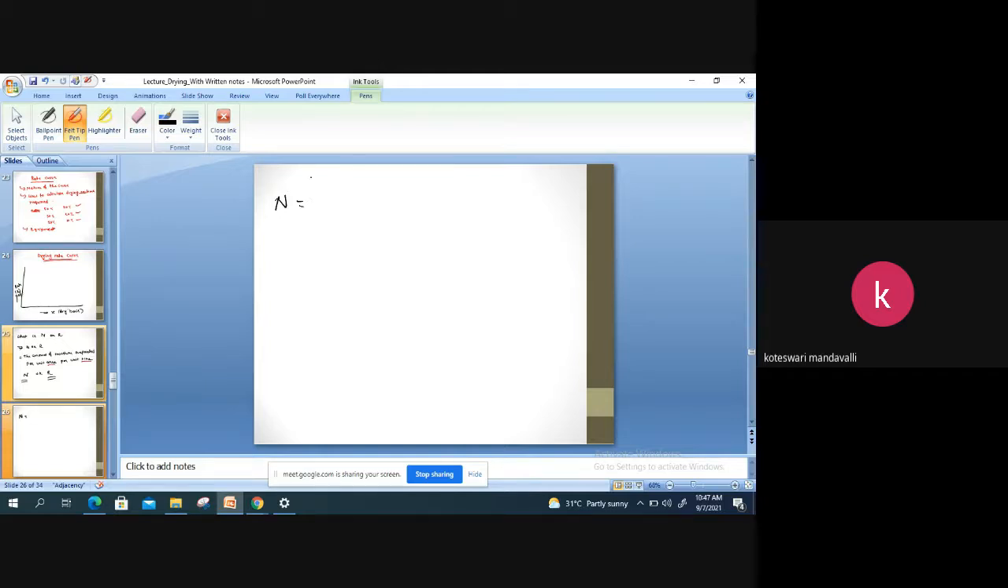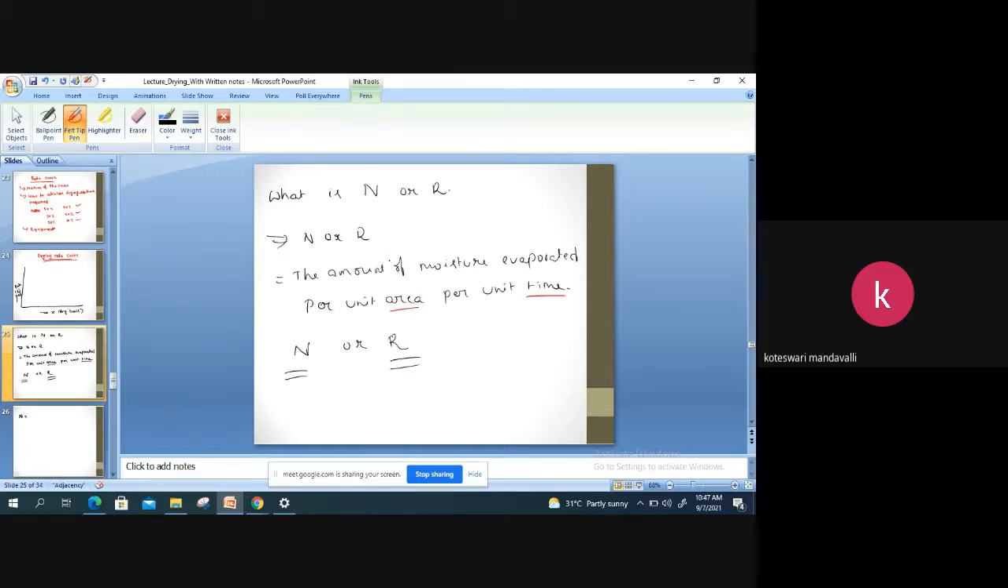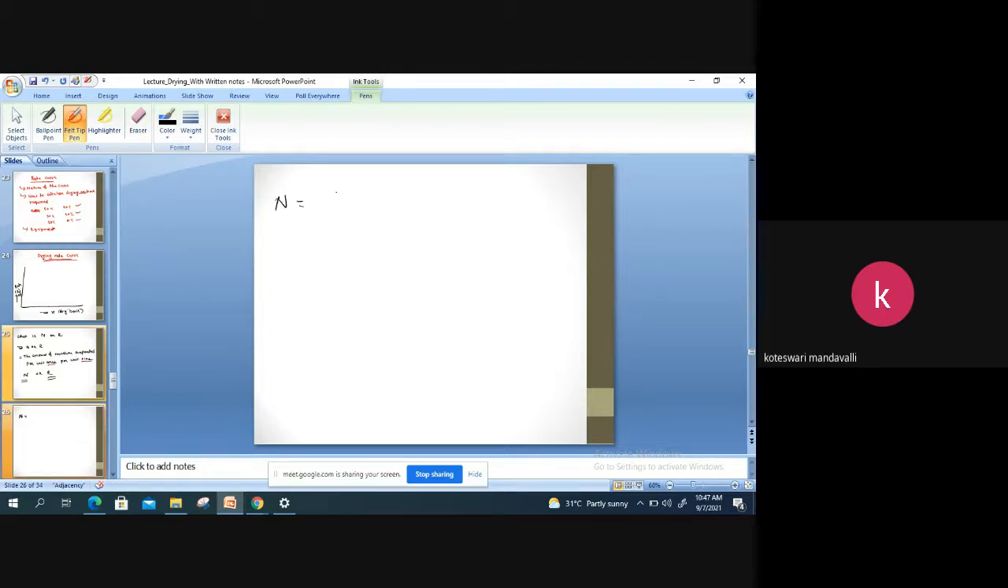So here N can be defined as the amount of moisture removed, that is, the amount of moisture evaporated or removed per unit area per unit time. I am writing something like this. Observe the formula: dX by d theta into minus S by A.